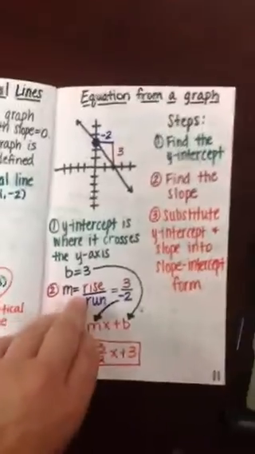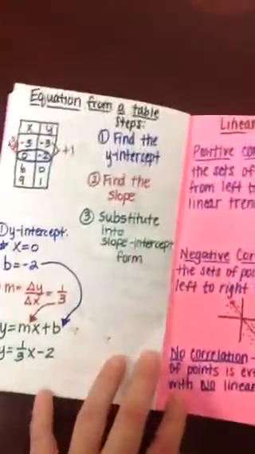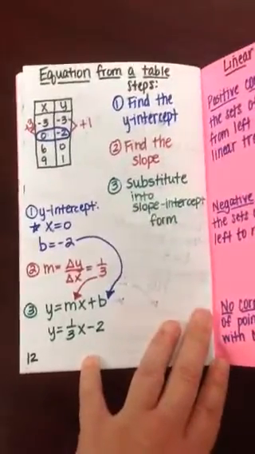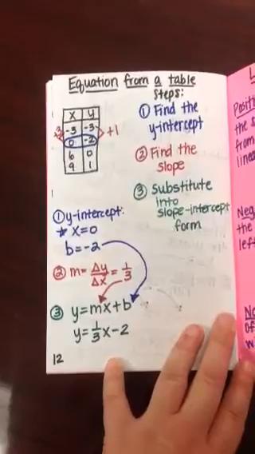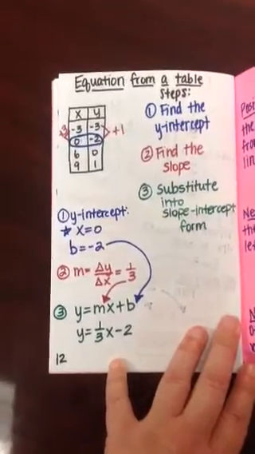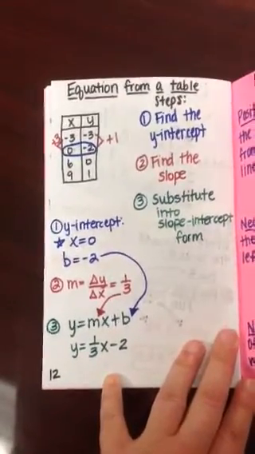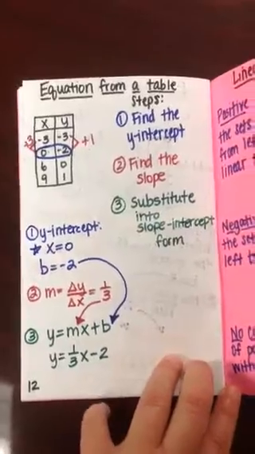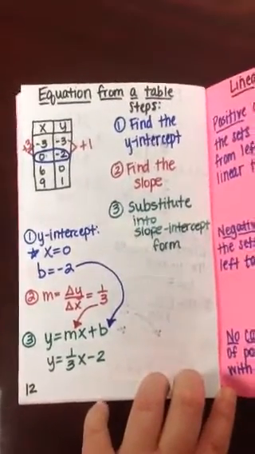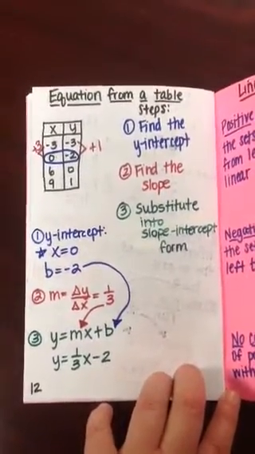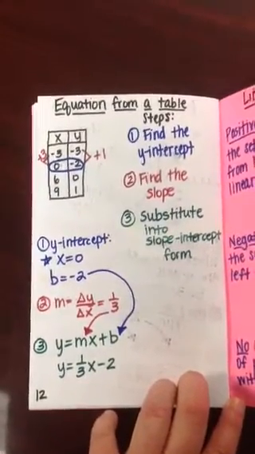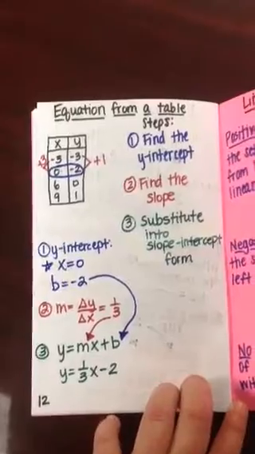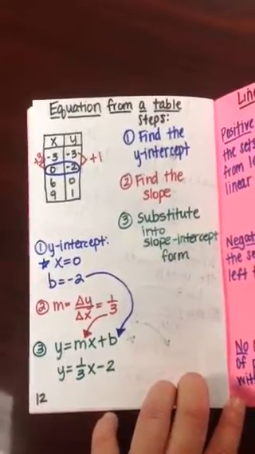Okay, now let's turn to page 12. Equations from a table. So, pause the video and copy this down. Now, if you look off to the right-hand side, it gives you the steps. The first thing is to find the y-intercept, then find the slope, and then substitute it into slope-intercept form.